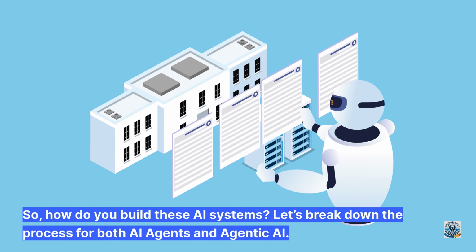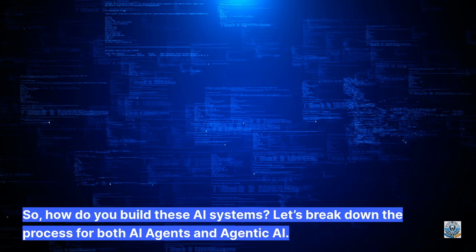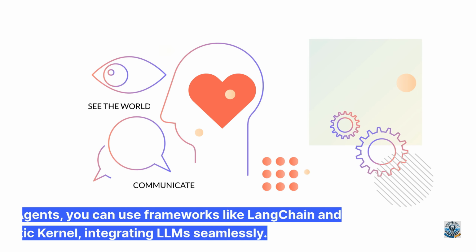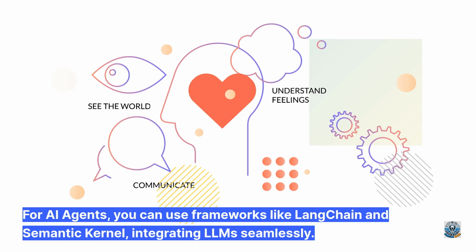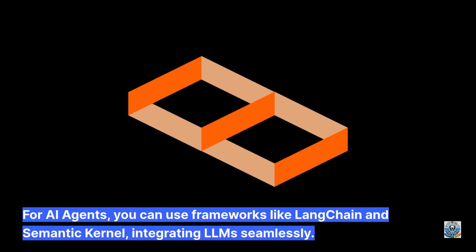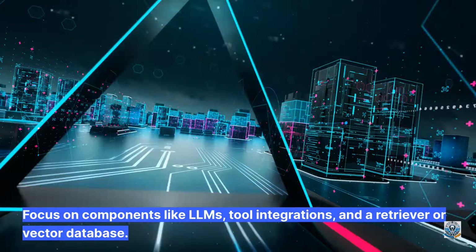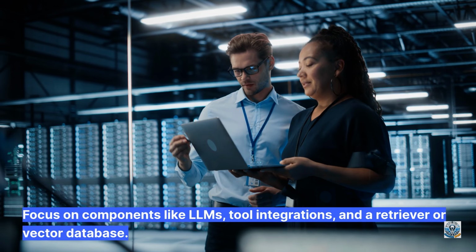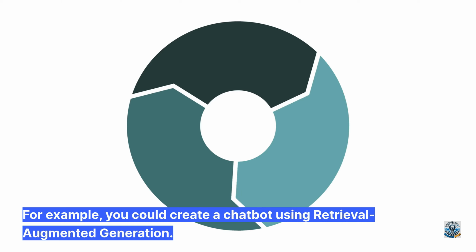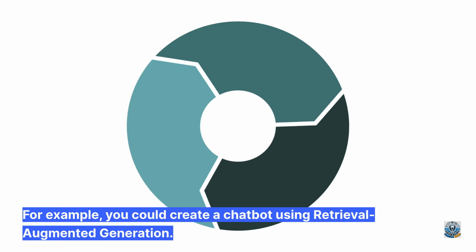So, how do you build these AI systems? Let's break down the process for both AI agents and Agentic AI. For AI agents, you can use frameworks like LangChain and Semantic Kernel, integrating LLMs seamlessly. Focus on components like LLMs, tool integrations, and a retriever or vector database. For example, you could create a chatbot using retrieval-augmented generation.